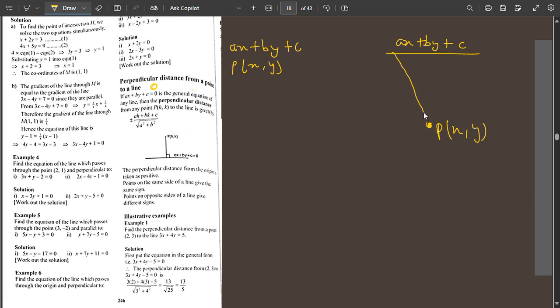It could be a line from here to here, a line from here to here, a line from here to here. Amongst all these lines, the shortest will always be the one that is perpendicular to the line. So the perpendicular distance is also known as the shortest distance between a point and a line. So we want to find this distance, from here to here. That is what we'll be finding here.